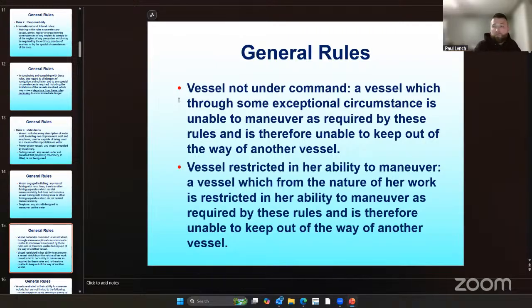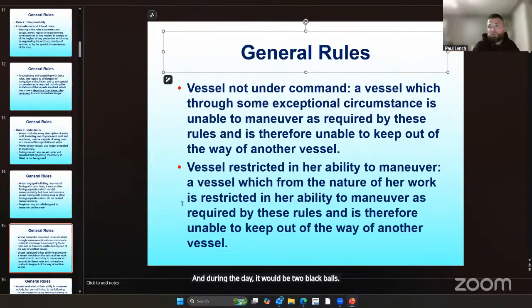So it's two all-around red lights in a vertical line. And during the day, it would be two black balls. Now, with these two vessels, a restricted in ability to maneuver vessel would show red, white, red, and then the day shape would be ball, diamond, ball. So with these two vessels, if they're 20 meters or more in length, then they must show those lights and day shapes.